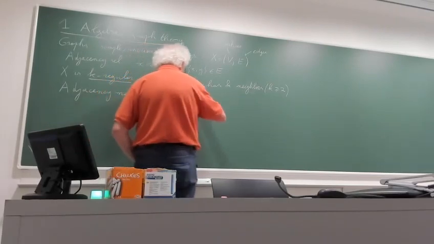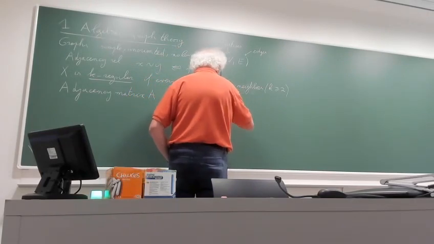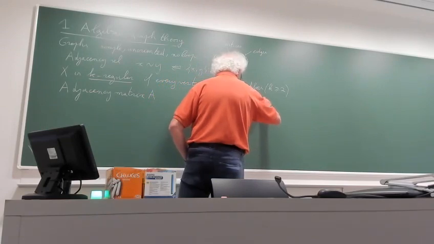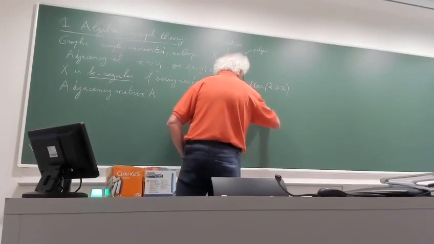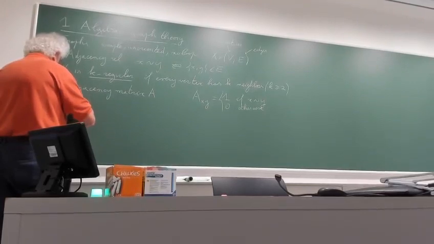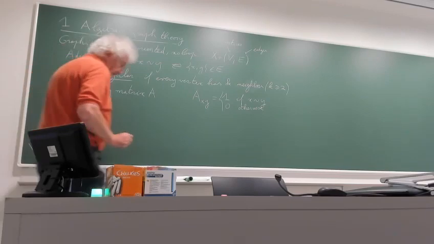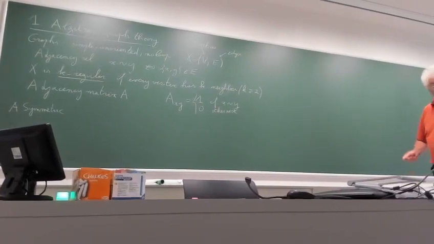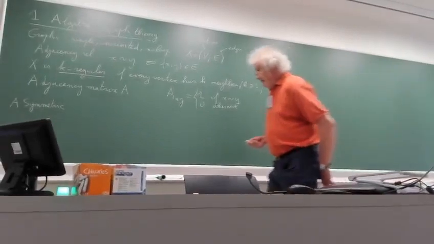And we have the adjacency matrix A, which is indexed by pairs of vertices, and it's a 0-1 matrix, and A_xy is 1 if x is adjacent to y, and 0 otherwise. So A is a symmetric matrix. And assuming the graph is finite, by standard linear algebra A is diagonalizable over the reals.